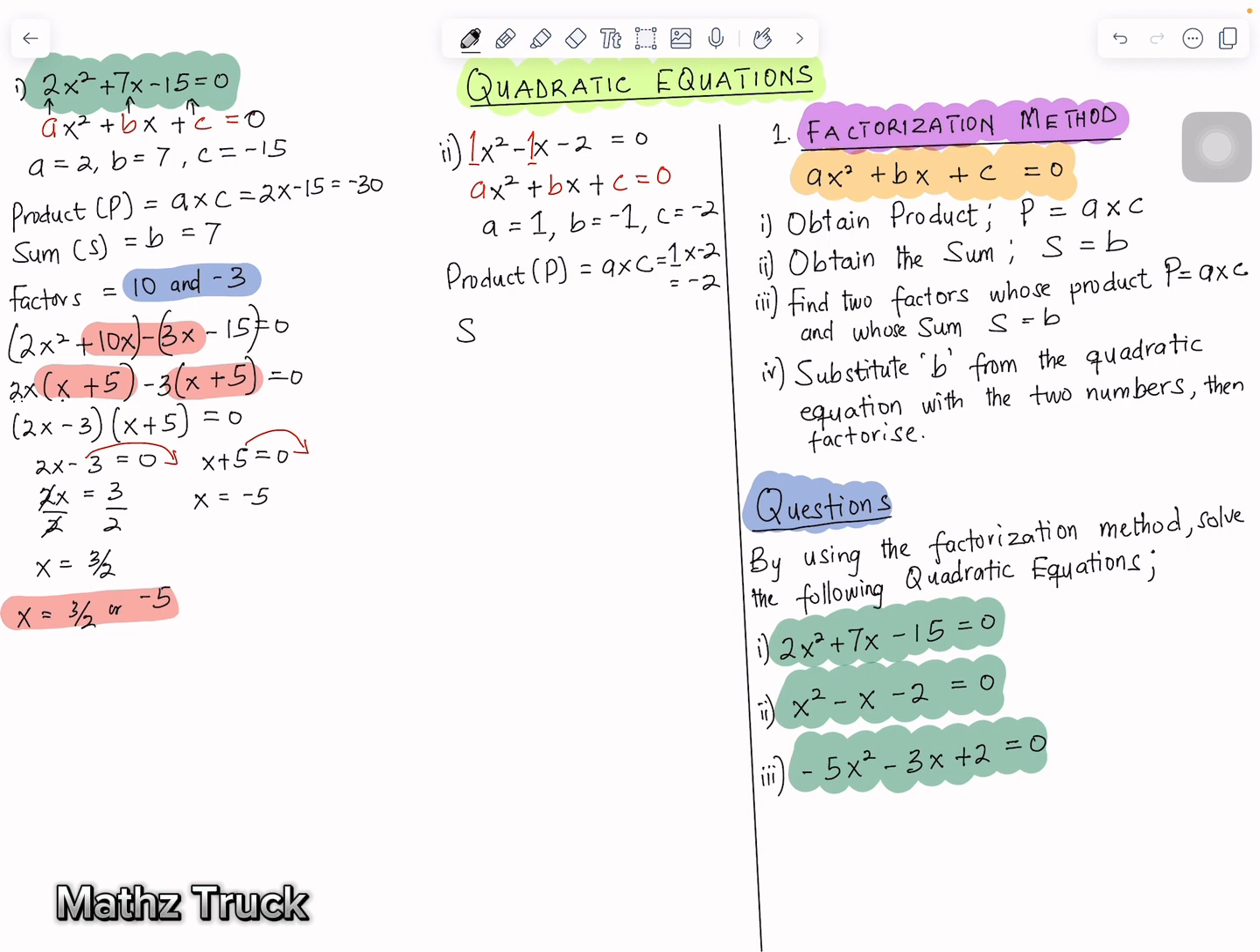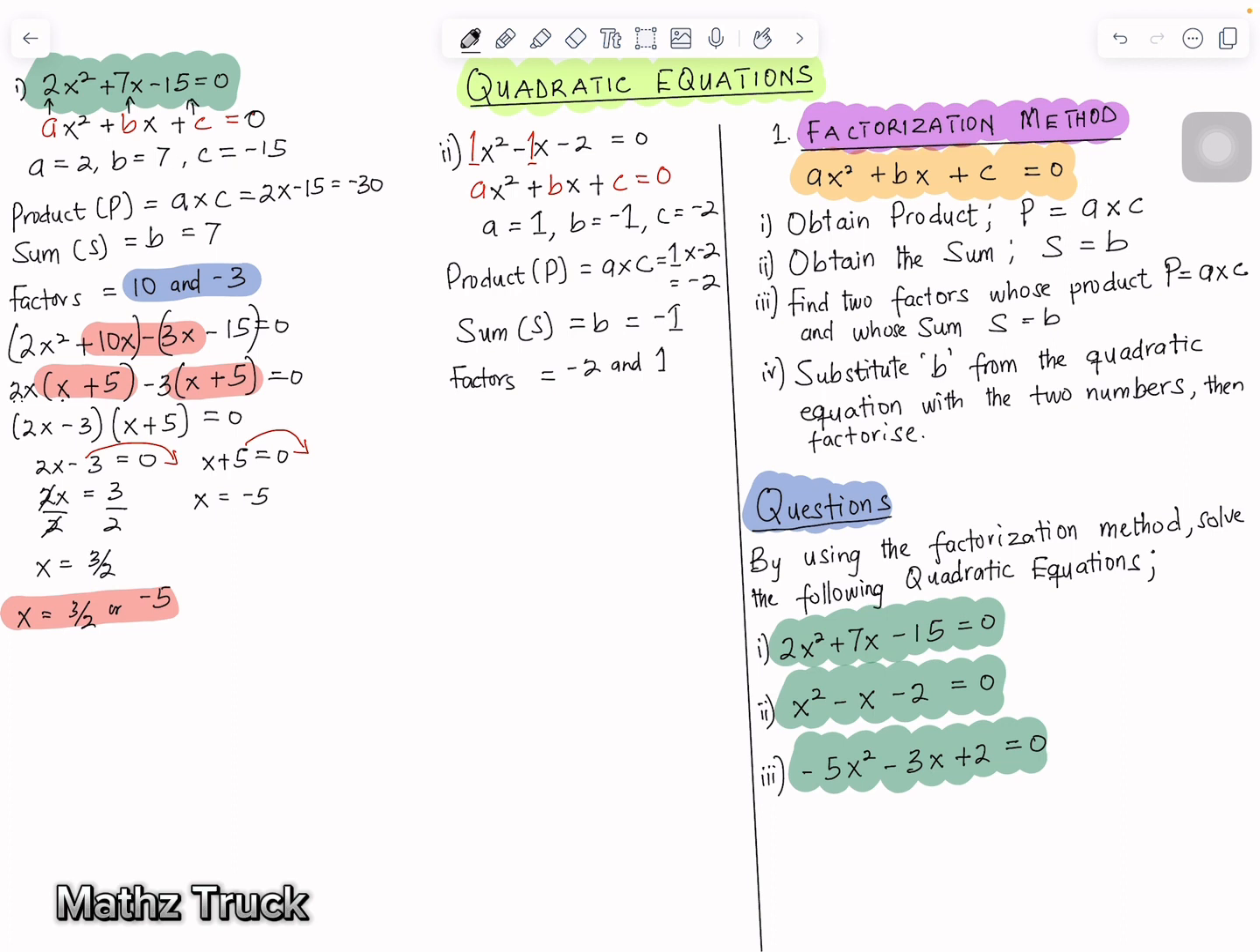And finding the sum, which is b, and we know that b is negative 1. So we have to find two numbers, or two factors, that when you multiply, you get negative 2, but when you add them, you get negative 1. So those two factors will be negative 2 and 1. Negative 2 times 1 gives you negative 2. Negative 2 plus 1 gives you negative 1.